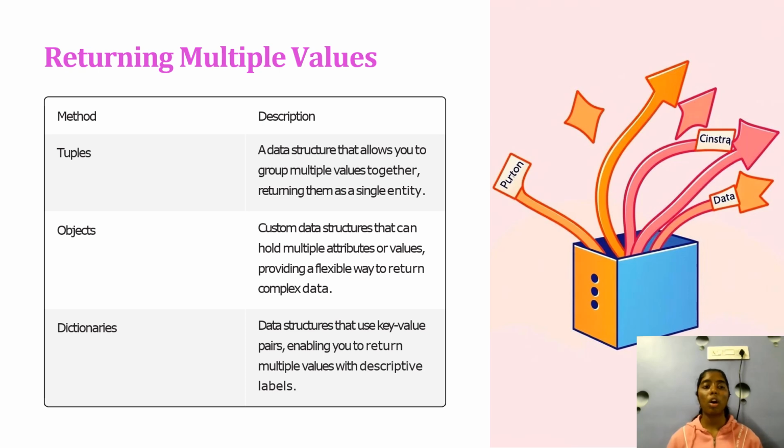Let us discuss returning multiple values: tuples, objects, and dictionaries. Firstly, tuples: a data structure that allows us to group multiple values together, returning them as a single entity. Objects: custom data structures that can hold multiple attributes or values, providing a flexible way to return complex data. Dictionaries: a data structure that uses key-value pairs, enabling you to return multiple values with descriptive labels.